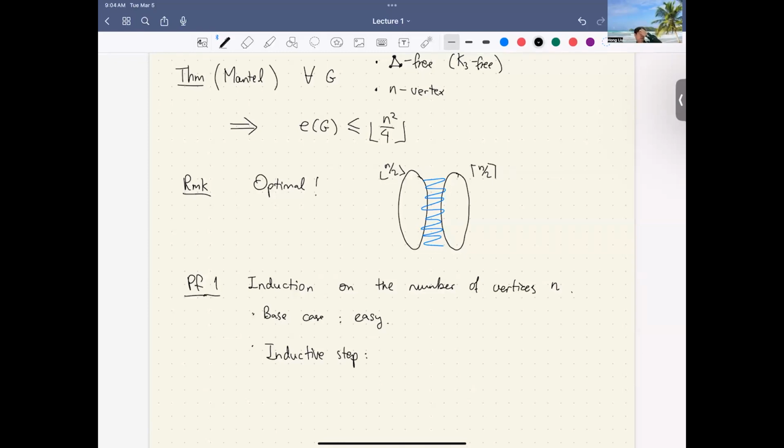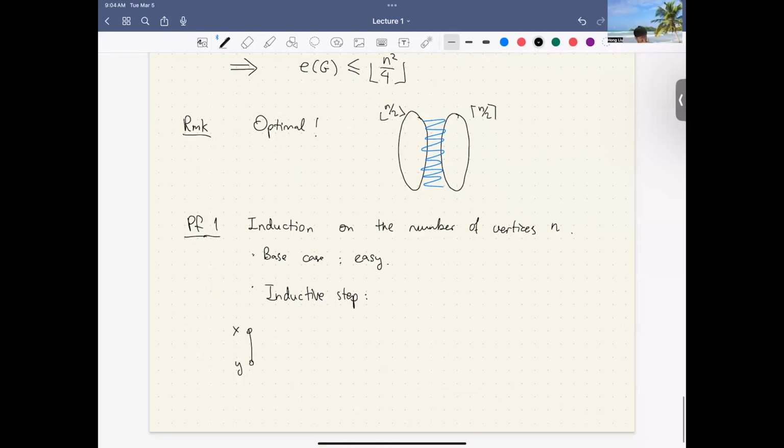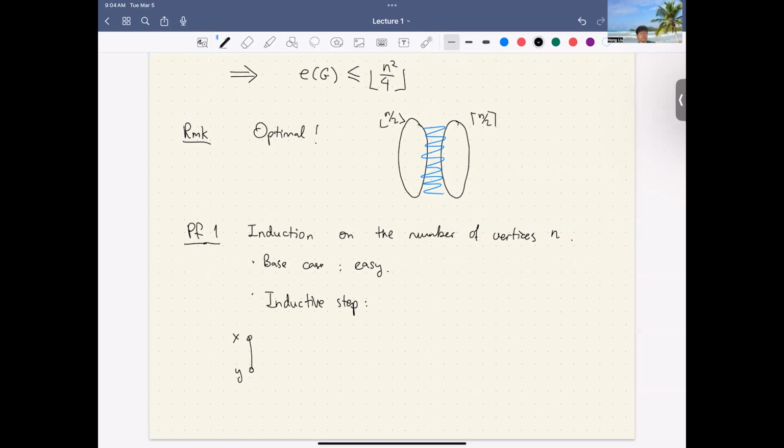Okay. So what we're going to do is grab an edge. We take a graph G, triangle-free on n vertices. If there's no edge, nothing to prove, E of G is 0. So assume there's an edge. Let's take an edge, let's call it X and Y. Good. Now let's consider how the rest of the vertices send edges to X and Y.